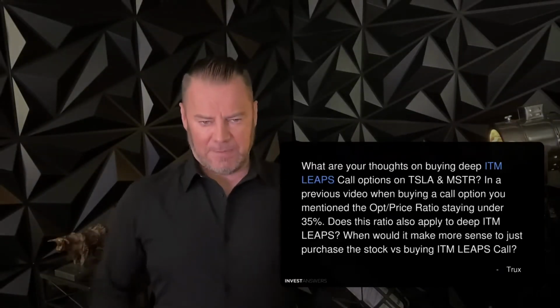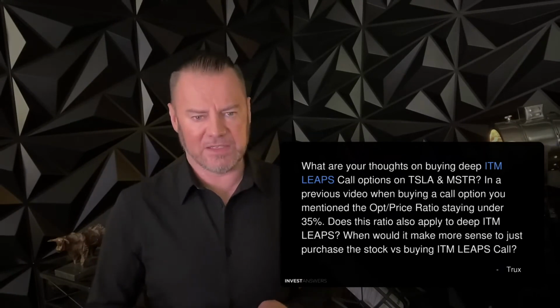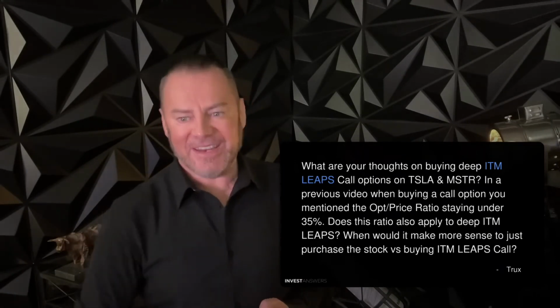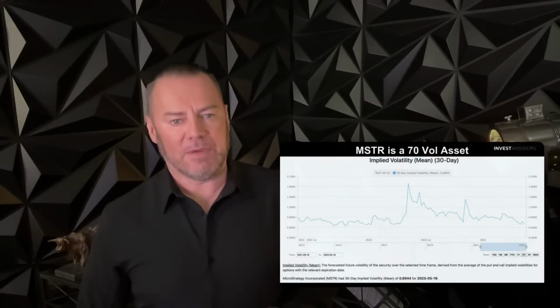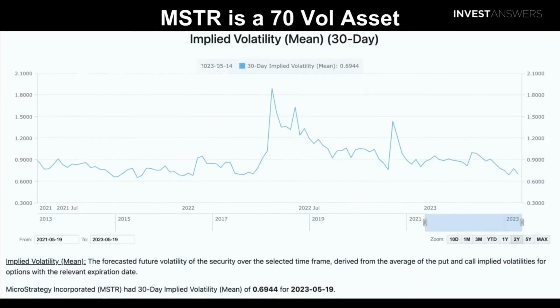This is a great question. And there is no cut and dry answer to anything in the markets when you involve volatility. We're going to talk about volatility today because this drives the option's price, and we're going to dig into this a little bit. So first of all, MicroStrategy implied volatility is 70. That's actually 69 point something. It's basically 69.44. And this means in any given period, and that's a 30-day implied volatility, it can swing that much.